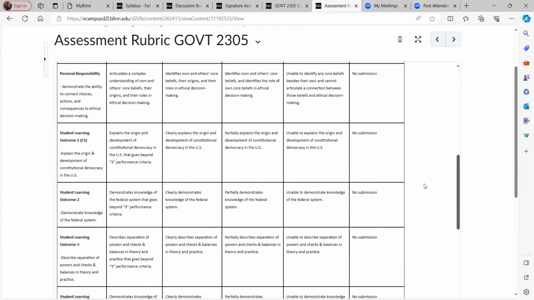SLO number 1 is explain the origin and development of the constitutional democracy in the United States. SLO 2, demonstrate knowledge of the federal system, right? So again, a lot of these are going to be very similar, right? So if we go back to number 1, explain the origin and development of the U.S. constitutional democracy, that goes beyond 3 performance criteria, right? So it's basically asking, let's see, someone said something in the chat here.